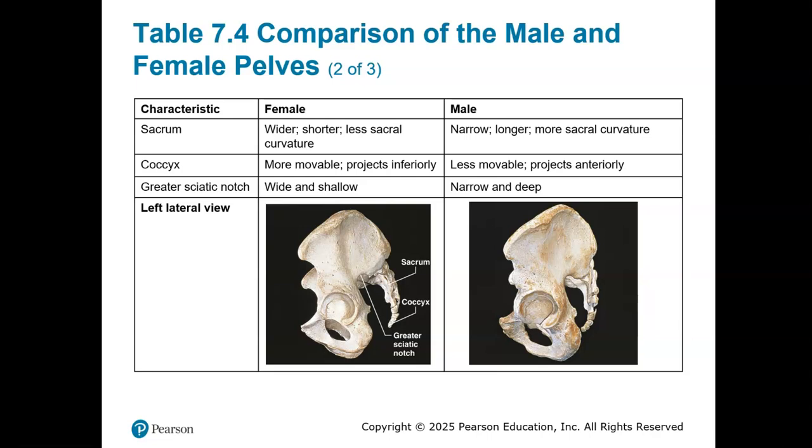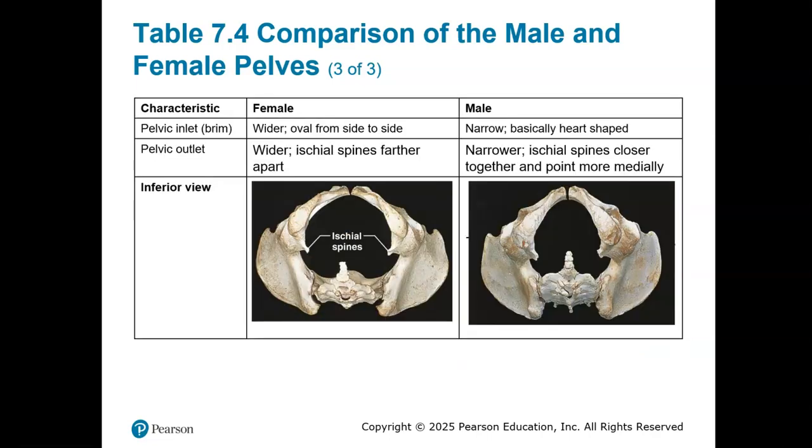And there is a table that compares the male and female pelvis. You can see them here again, female versus male. You also see the coccyx and the sacrum are closer in, so it would be terrible for a baby to try to come out through this hole, versus this one.